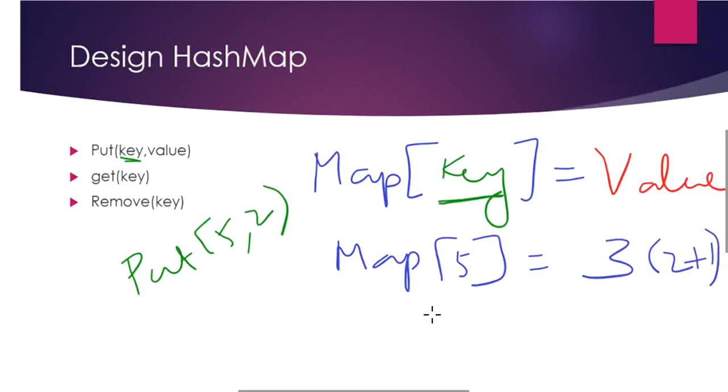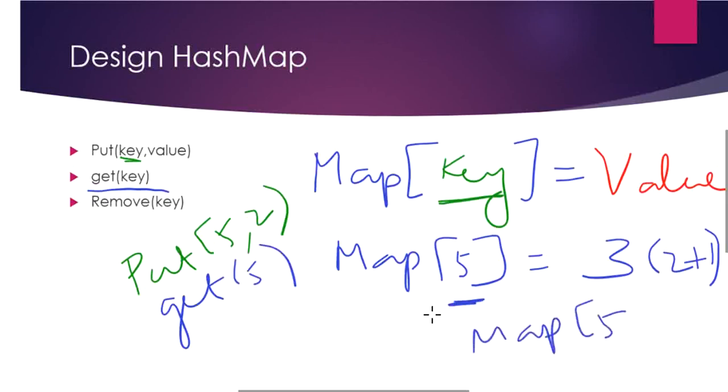The same way, if we are going to use get key, we are just simply gonna return the value saved in that index minus 1. So in case if we want to get 5, then return map of 5 minus 1. And if we want to remove, we are simply going to update the index with value 0. If remove of 5, then update map of 5 is equal to 0.